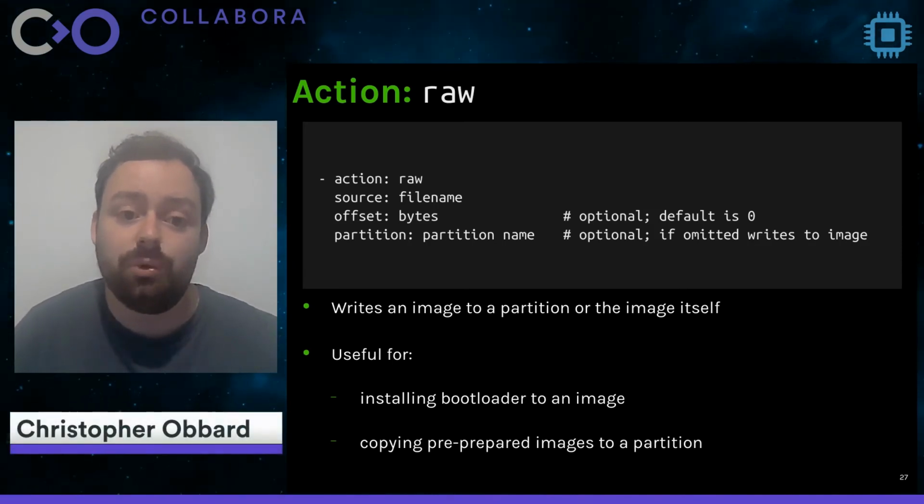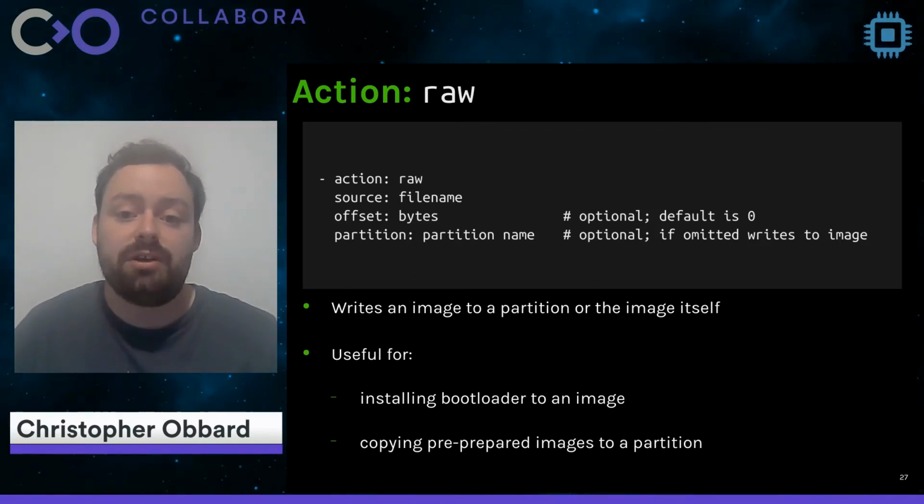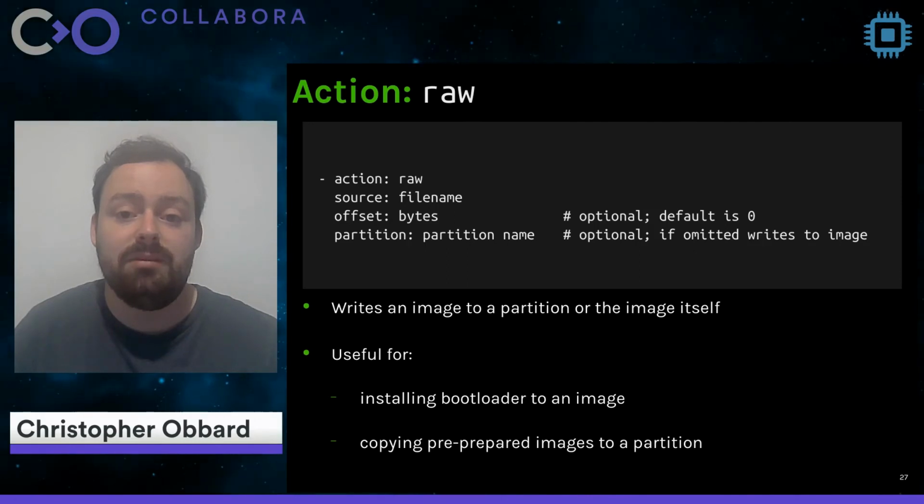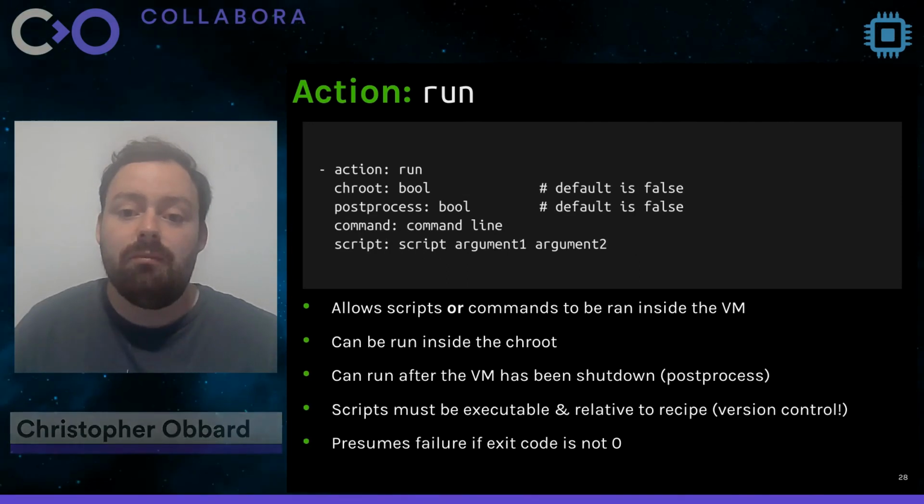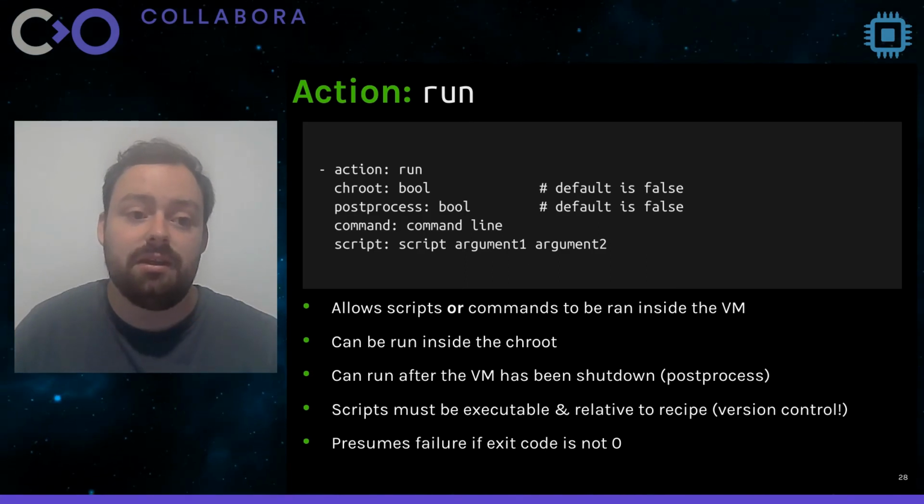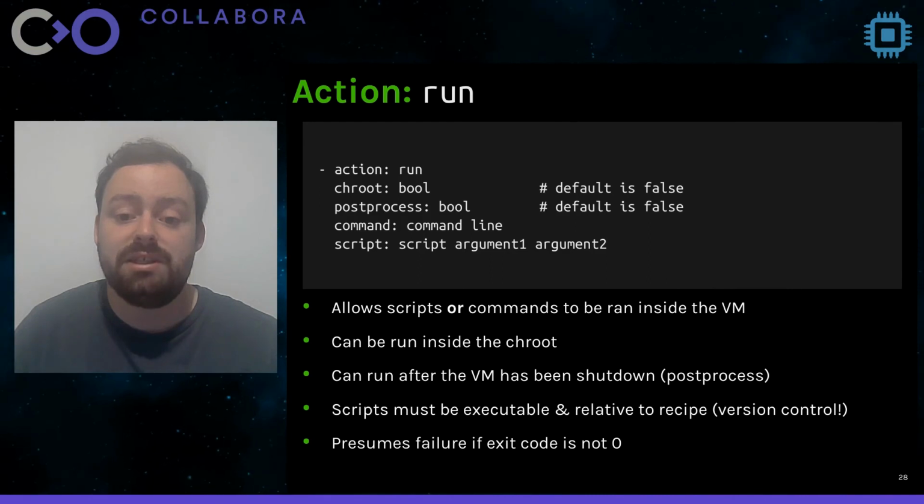So I use the raw action, as a tip, to copy vendor-provided root file systems into an image and then modify the image that they've given. The run action allows you to run scripts or commands inside the virtual machine or inside the actual image that you're creating.